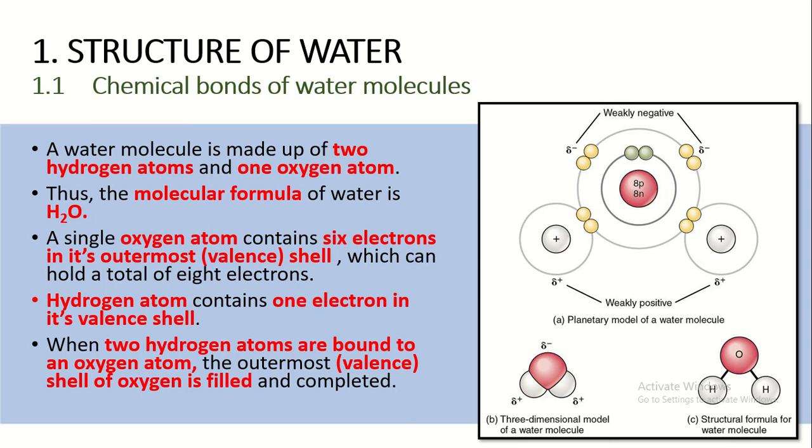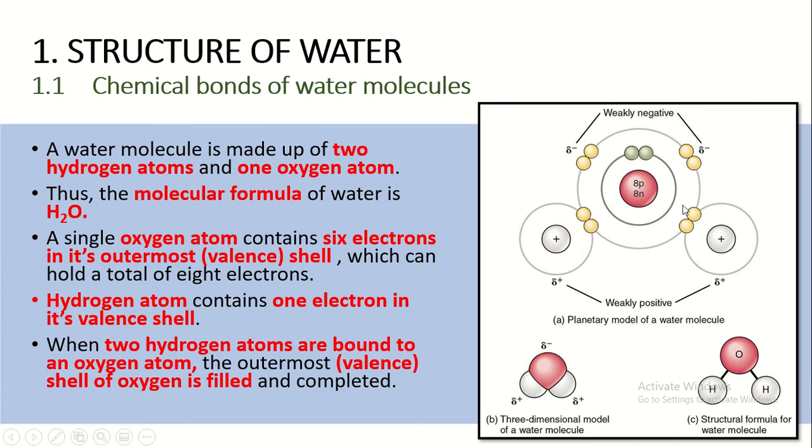So the first one, structure of water. Let's look into the chemical bonds of water molecules. As you can see in the figure here, the water molecule is made up of two hydrogen atoms and 1 oxygen atom. Thus, the molecular formula of water is H2O because it contains 2 hydrogen atoms and 1 oxygen atom.